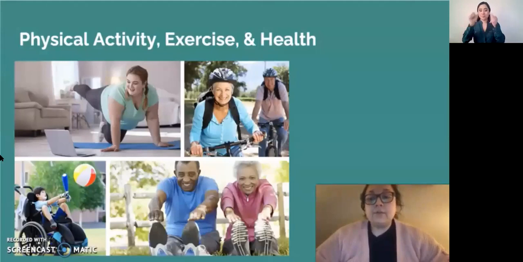Physical activity refers to any bodily movement produced by the contraction of skeletal muscle that increases energy expenditure above a baseline level and enhances health. Exercise is a form of physical activity that is planned, structured, repetitive, and performed with the goal of improving health or fitness. Although all exercise is physical activity, not all physical activity is exercise.